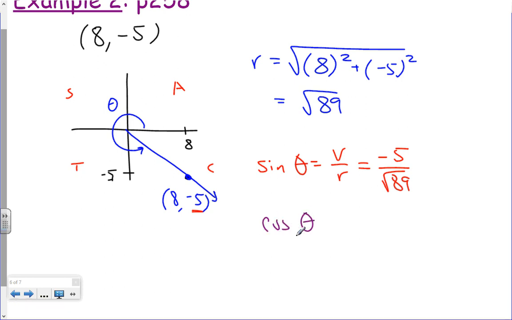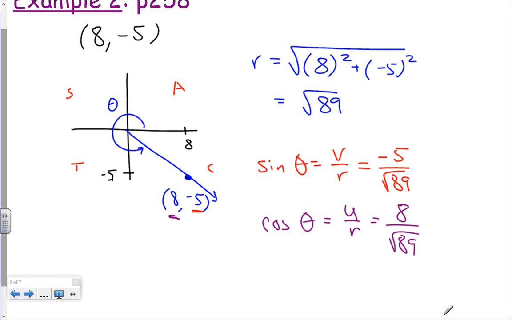Let's calculate the cosine of theta. That's equal to u over r. So u is the value of 8 there. So that's 8 divided by r, which we said was the square root of 89. So 8 over the square root of 89. And you'll just leave your answers just like that. You don't need to rationalize the denominator to get that radical out of the denominator. You don't need to punch that into your calculator to get an approximation for this. Leave this in this form. That's our desired result, written just like this.